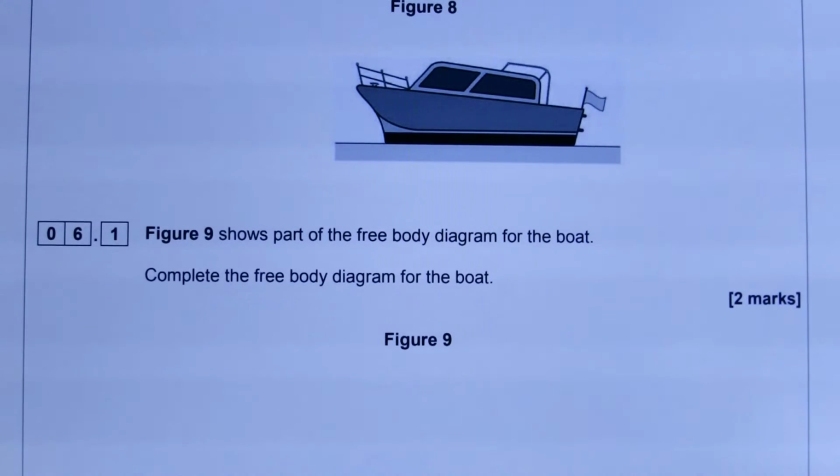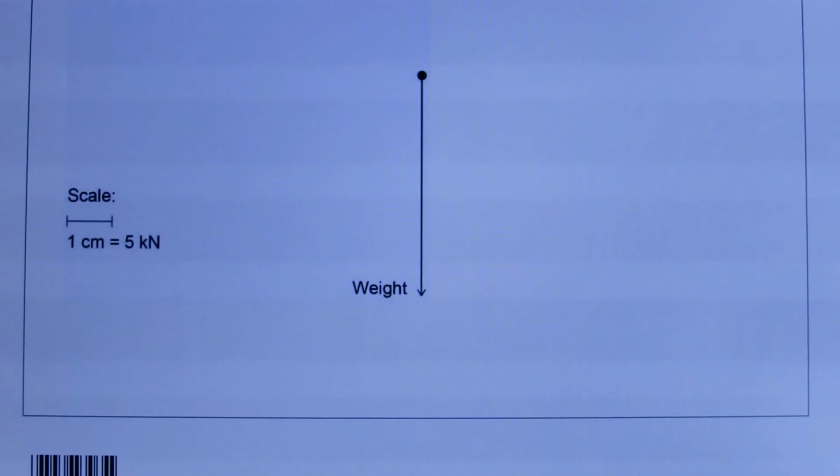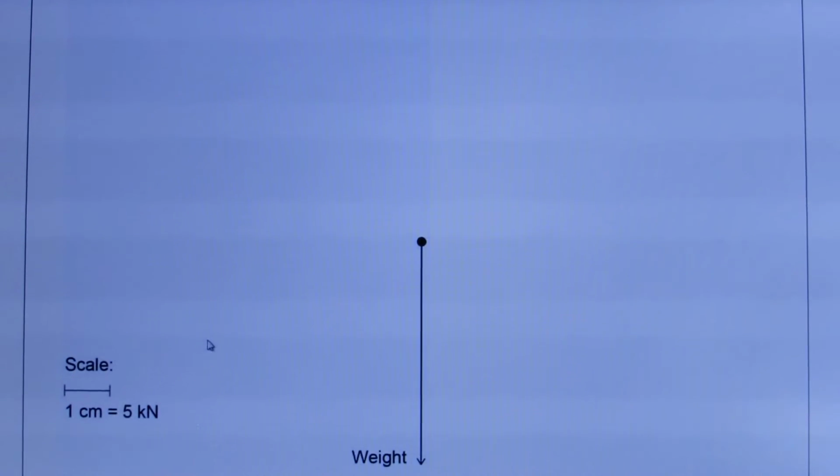Figure 9 shows part of the free body diagram for the boat. Complete the free body diagram for the boat. Well, 1 centimetre is 5 kilonewtons. Weight is down. Floating. Not being driven into the wind, but floating. I'll put another arrow pointing upwards, the same length as that, which is buoyant force. But there probably ought to be wind resistance pointing one way and thrust pointing the other, also equal in length.